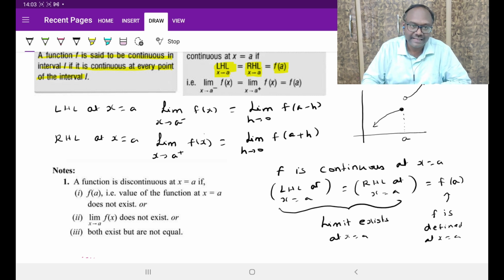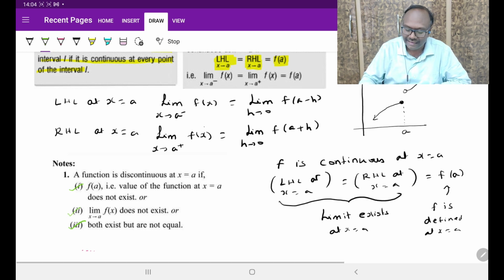So let's try to summarize and say when is the function discontinuous at x equal to a. So the first case, a function is discontinuous at x equal to a if the first point is if f of a, that is value of the function at x equal to a, does not exist or is undefined. And the second point is limit x tends to a of f of x does not exist. Or the third point could be both exist but are not equal.